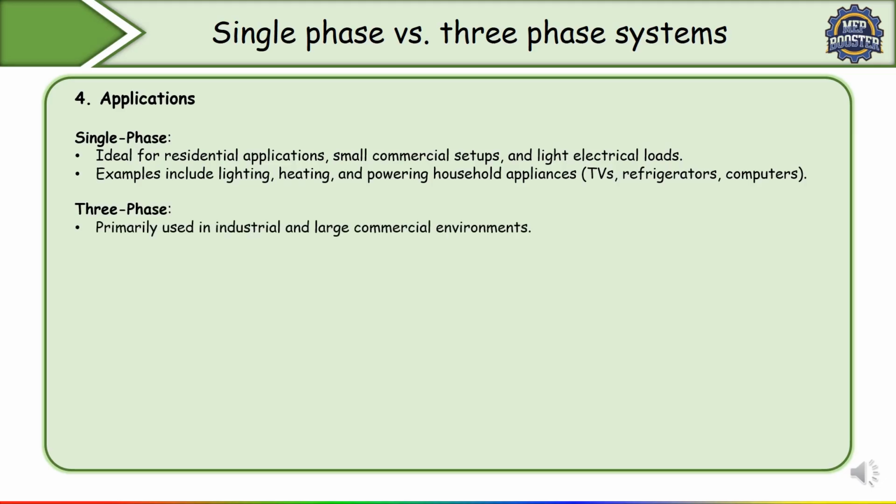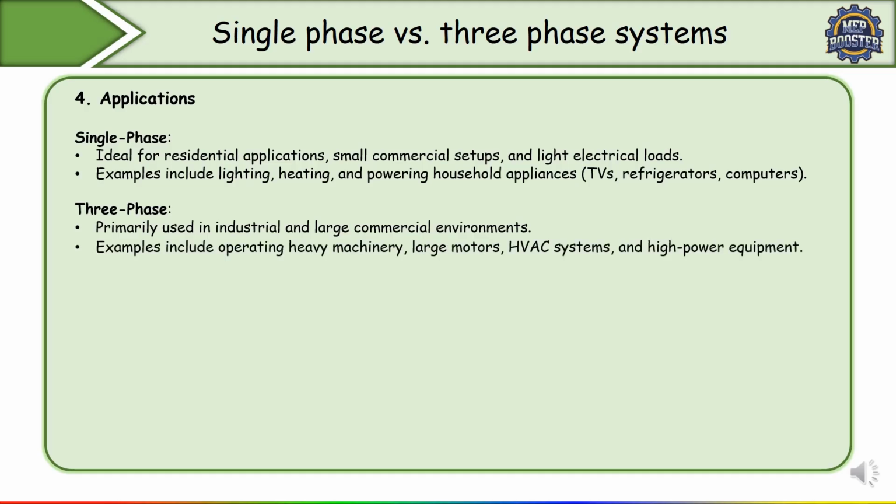The next one is the three-phase system. The three-phase system is common in industrial and large commercial areas. Why? Because these environments require continuous, stable and higher power for operating heavy equipment. Examples include operating heavy machinery, large motors, HVAC systems and high power equipment. Okay. See the example calculation.